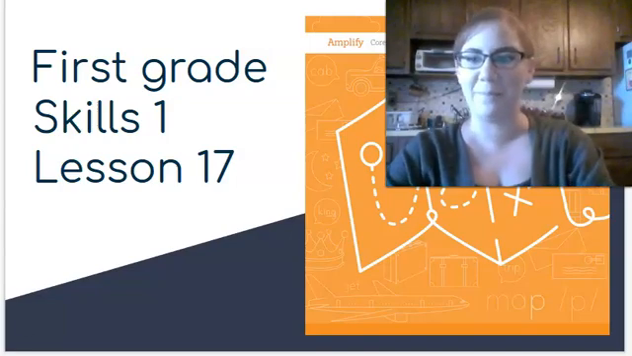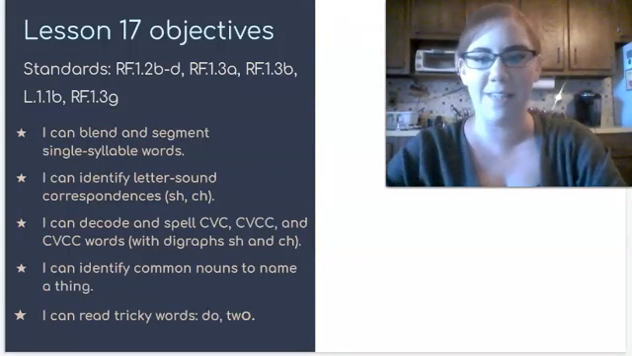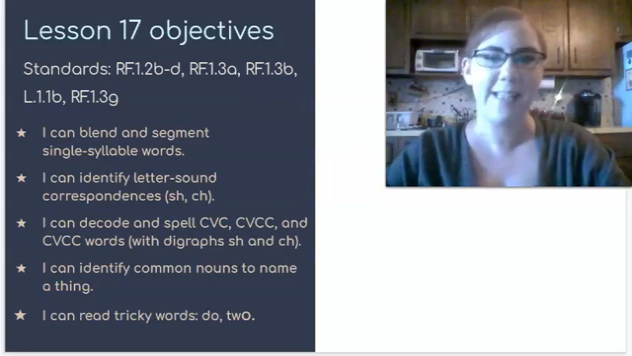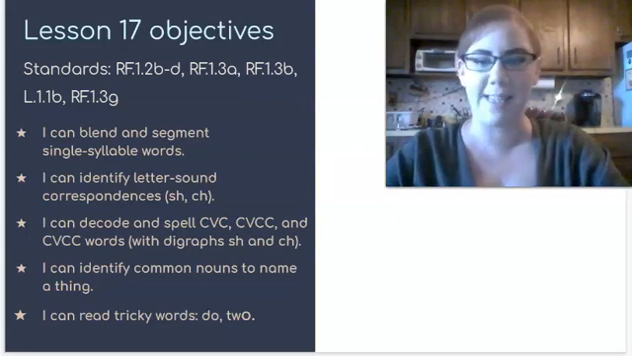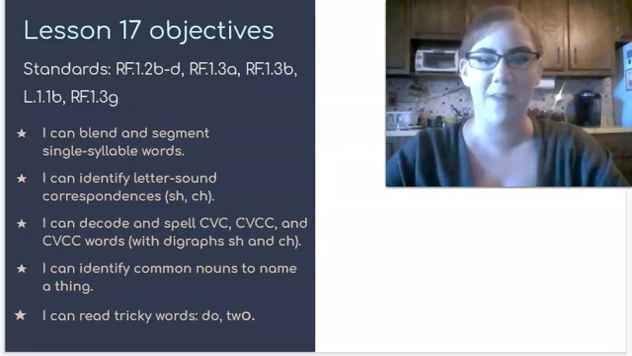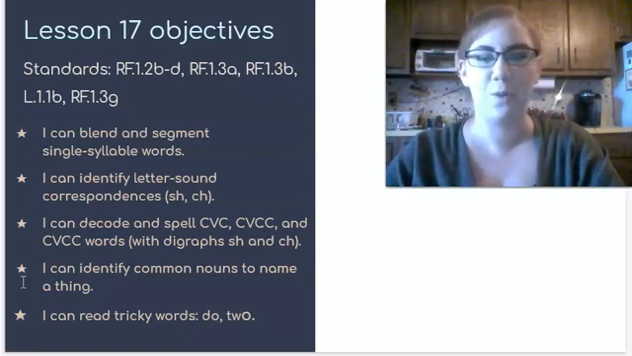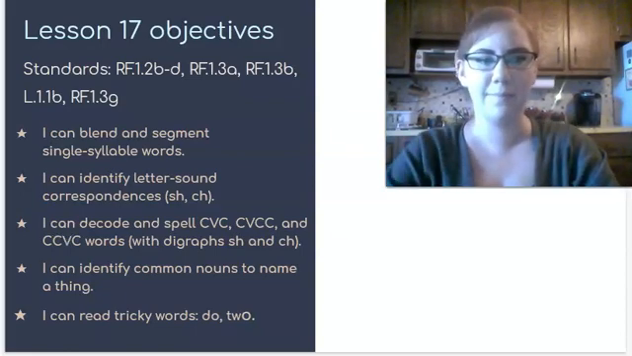Let's get started. Our objectives for today are to blend and segment single-syllable words, identify letter-sound correspondences, decode and spell CVC, CVCC, and CCVC words, identify common nouns to name a thing, and read tricky words, do and to. Let's start with blending and segmenting.